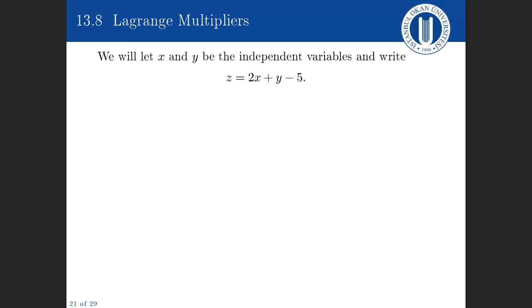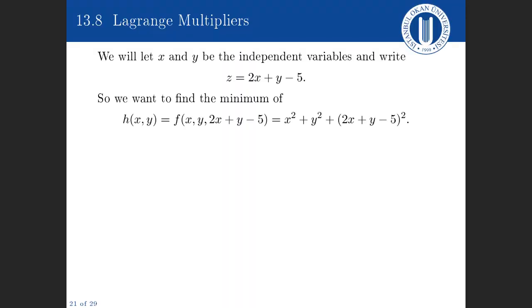In the constraint, we had x, y, and z. Two of these we're going to let be independent variables, and then the other one is going to be defined by the equation. So we could write z is equal to 2x plus y minus 5. I could put that into f. So instead of looking at f of x, y, z, I'm looking at f of x, y, 2x plus y minus 5. And I'm going to call that h. We can use the first derivative test to find the critical points of h.